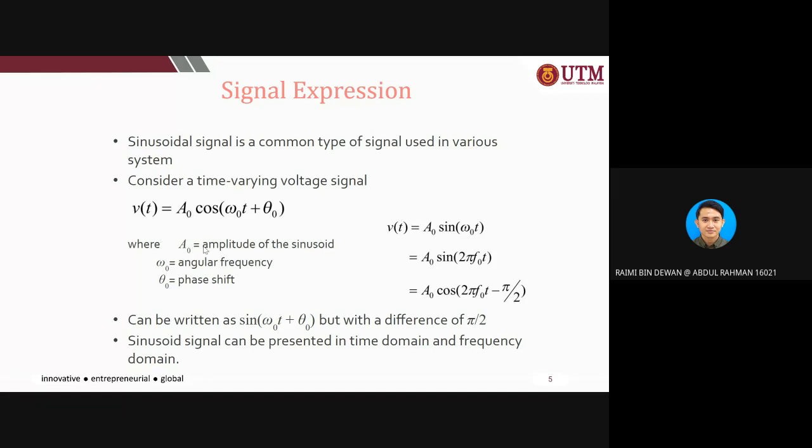Here A is the amplitude of the sinusoid, omega naught is the angular frequency, and theta naught is your phase shift.